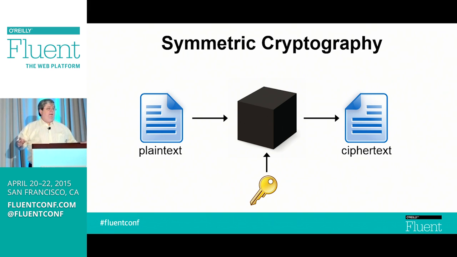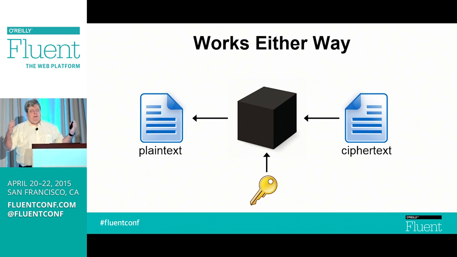You take some data that's called plain text, a bit string that is a key, and the encrypt operation transforms it to ciphertext. And it's symmetric because you can take the ciphertext and the same key and use the matching decrypt operation to get your original plain text back.